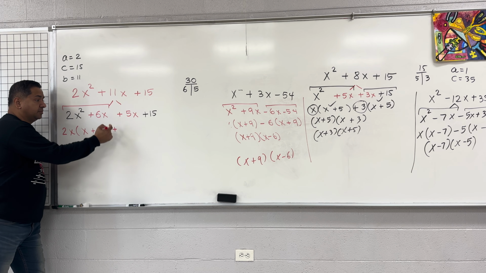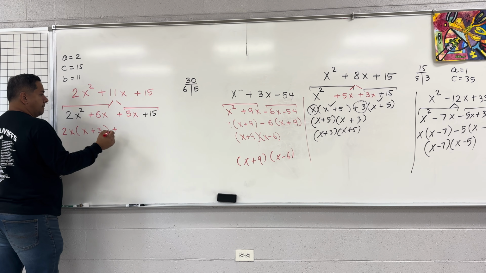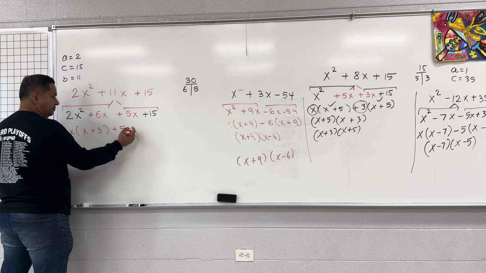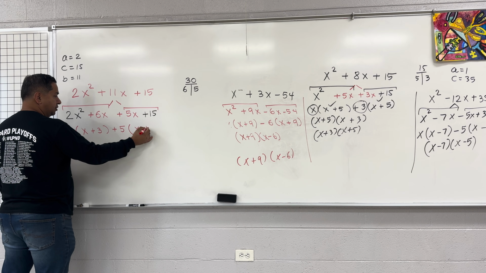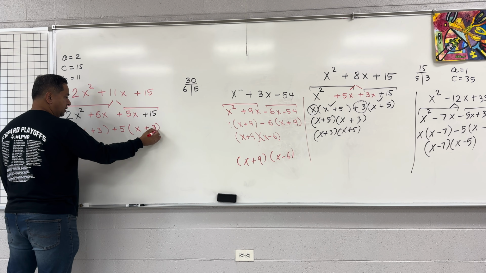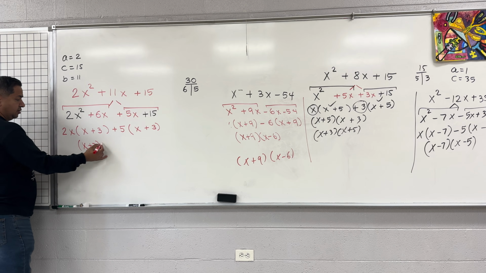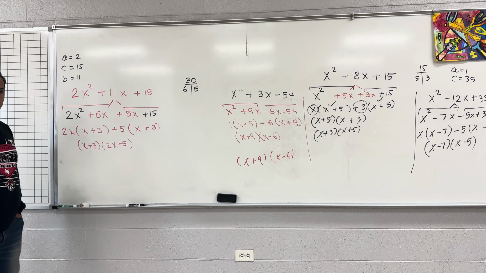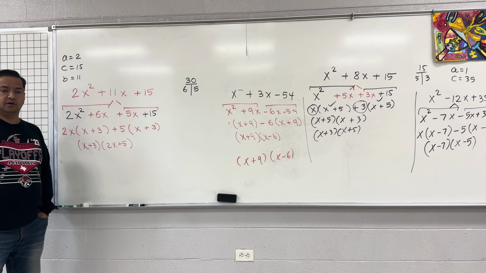Then plus, because of that plus, what comes out from the last two? 5 comes out. 5 is the biggest number that divides 5 and 15 without leaving a remainder. Then you have x plus 15 divided by 5 is 3. And then at the end, you would have x plus 3, 2x plus 5, and these are your factors. Is that fine? Okay, cool.